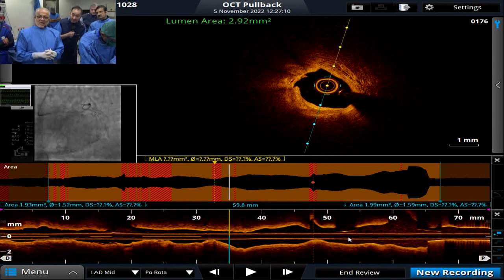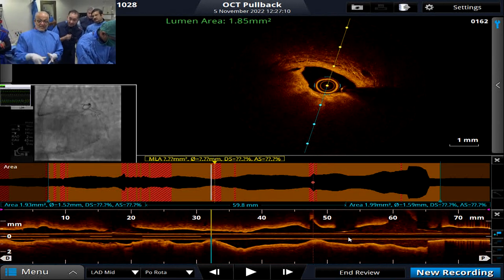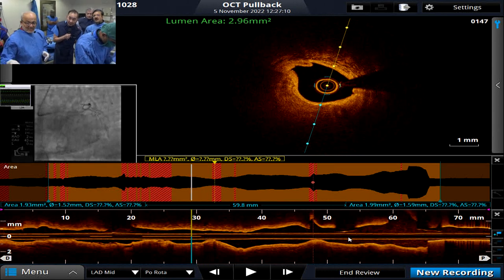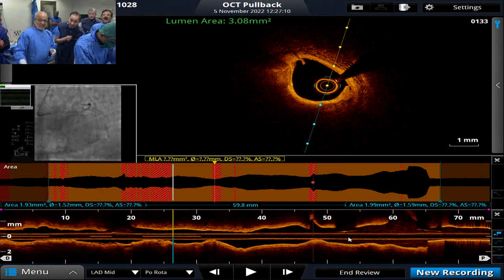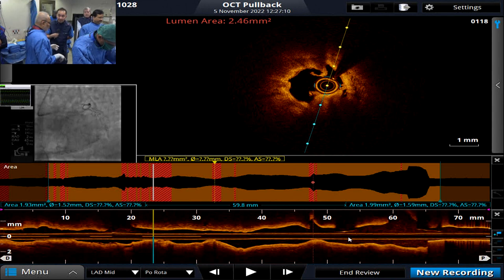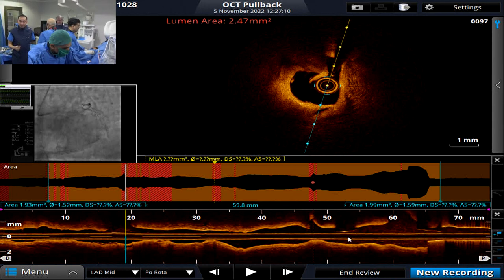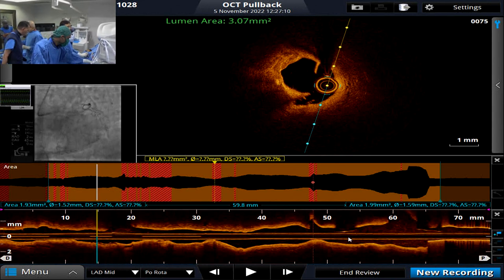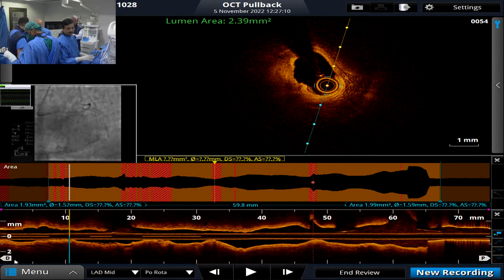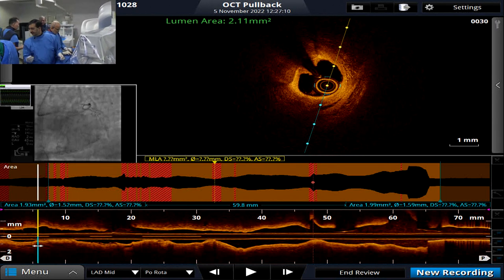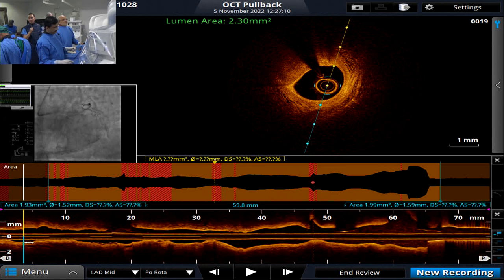There is a good amount of fat in certain areas. So it is an unstable plaque. Anyways, now 2.5 millimeter lithotripsy catheter, we make it ready quickly. IVL we will do. Preparing extra.